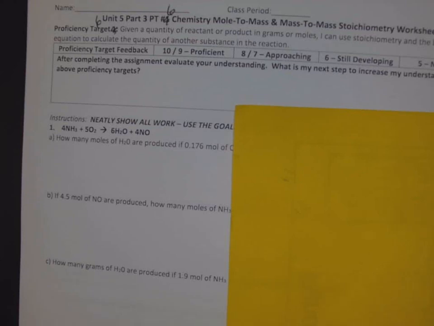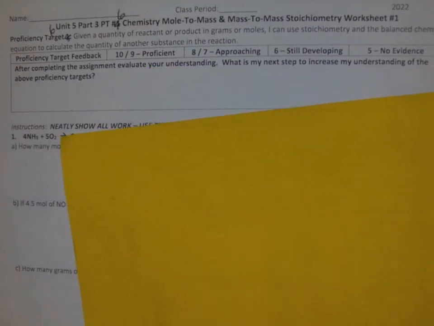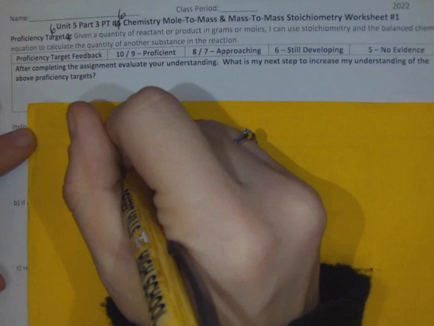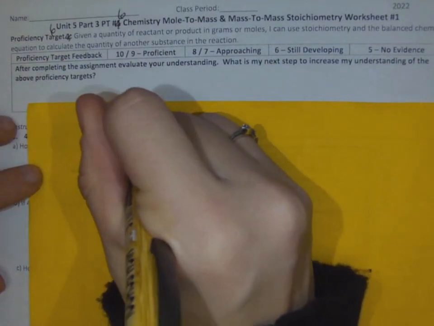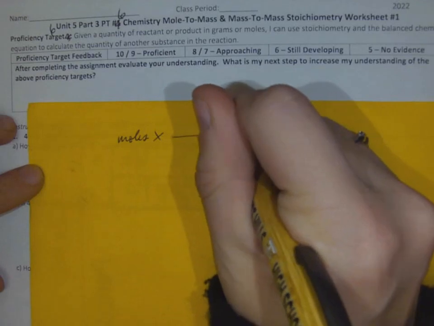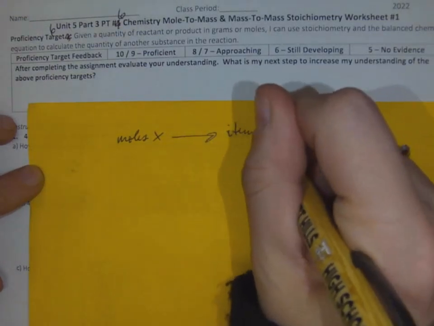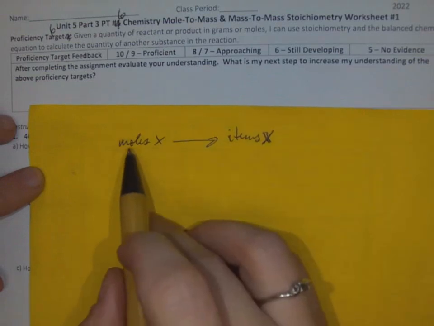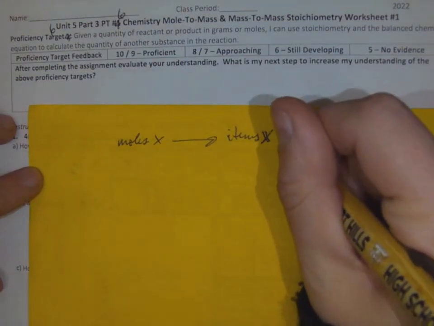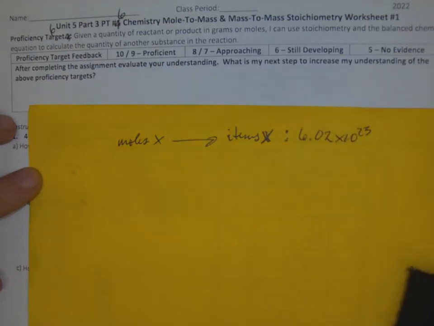Okay, so looking at proficiency target 6. Now, before we dive into this, let's talk about what we have discussed so far. We've talked about how we can go from moles of something to items of something, of that same thing, okay? Like moles of carbon to atoms of carbon. And in order to do that, we used Avogadro's number, 6.02 times 10 to the 23rd.